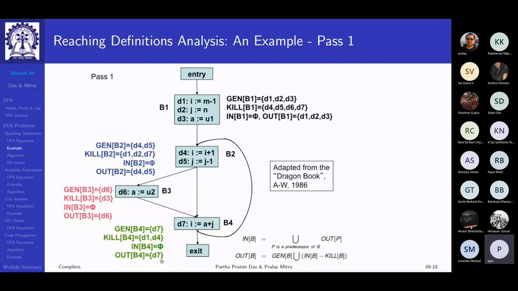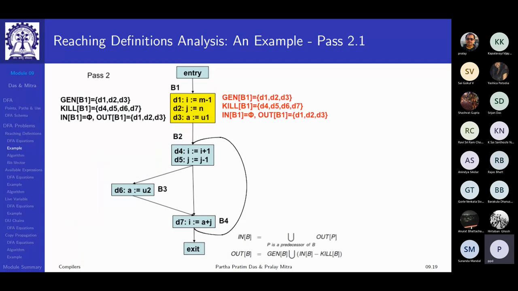So after pass 1, we will have these quantities, and then we will have to apply the flow confluence to get the new estimates for the insets and again the new estimates for the outsets. So I go to the next slide, which is the first block computation for pass 2. This is pass 2, and 2.1 means I'm doing it for basic block 1.